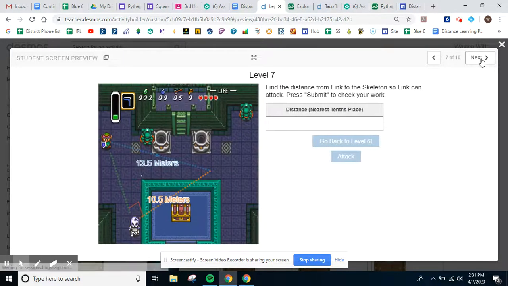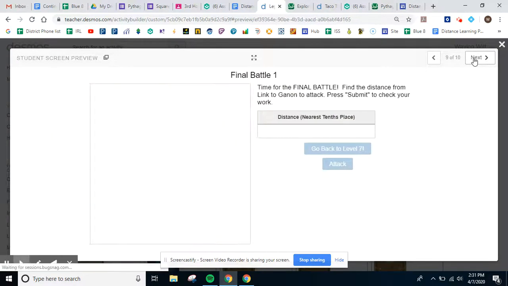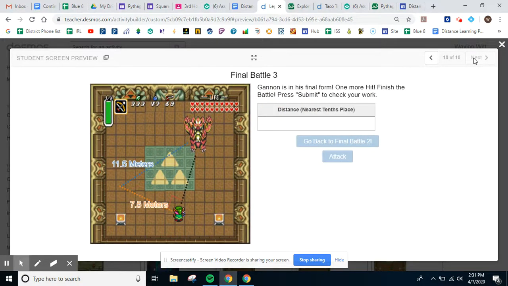Other than that, it's pretty straightforward. Pythagorean theorem. Notice, though, you're always going to put your answer to the nearest tenth. That's 1 decimal place, so we're not putting square roots in here. Like here, they're giving you 1 decimal place, so your answer should go out to 1 decimal place. Other than that, that's the whole activity.